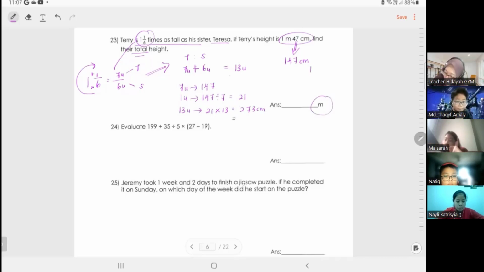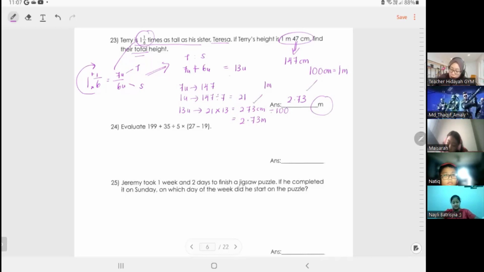Convert it back. 100 cm is 1 meter, so divide this by 100. You're going to get 2.73 meters. If you don't convert back and just give it as this, you will not get the full 2 marks. You get 1 mark only here. This is the correct answer.